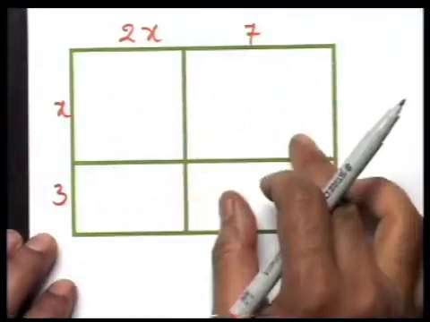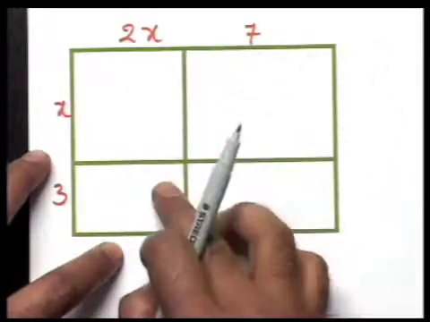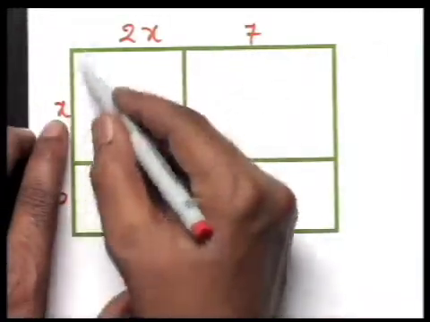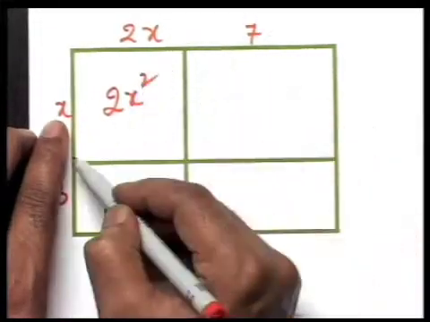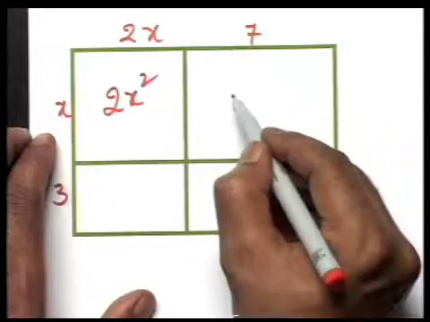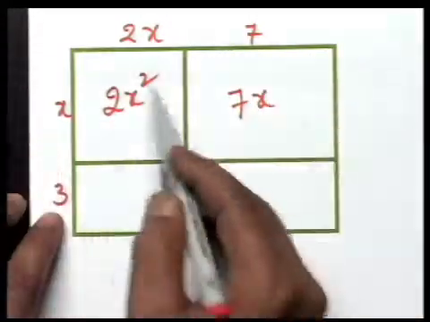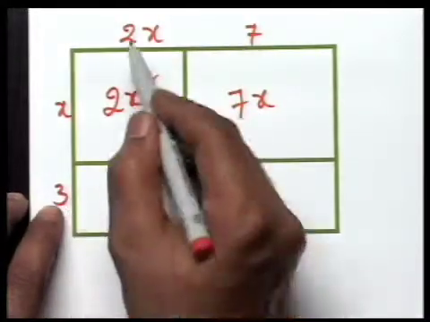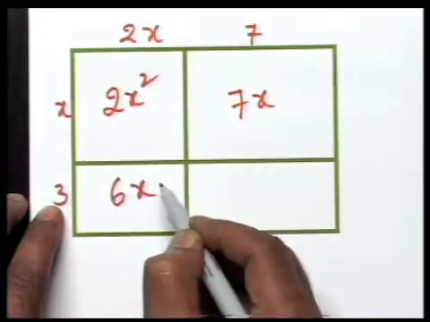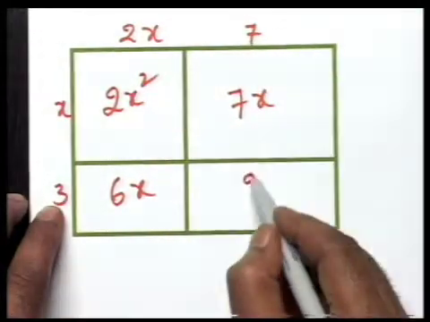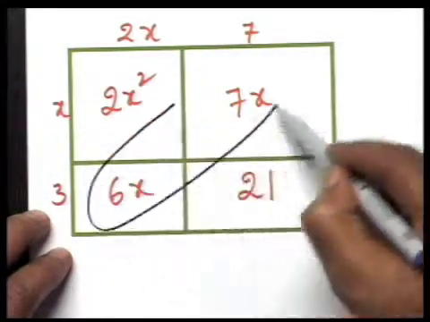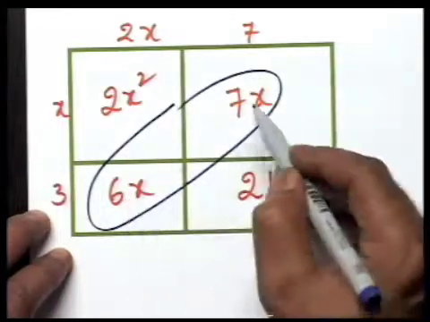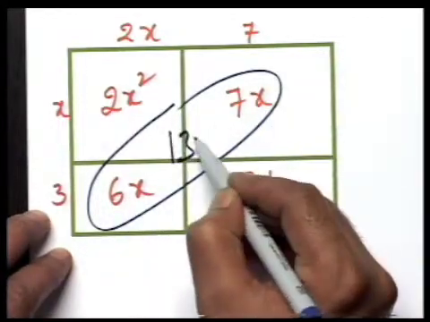Now, same method, we use the grid method or the rectangle method. x times 2x is 2x square, and then x times 7 gives me 7x. Then let's multiply those two by 3 now. 3 times 2x gives me 6x, and 3 times 7 gives me 21. So those are the 4 terms I've got. Now I need to collect the like terms, that is those are the 2. 6x add 7x, that's the answer there for you.